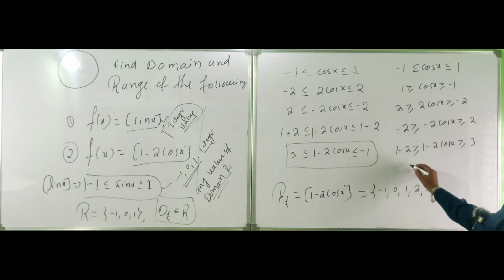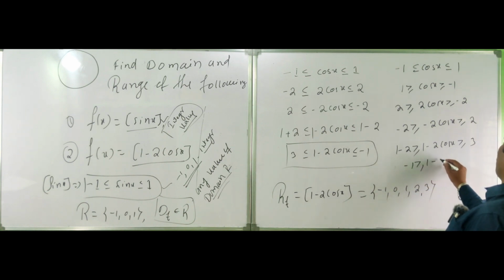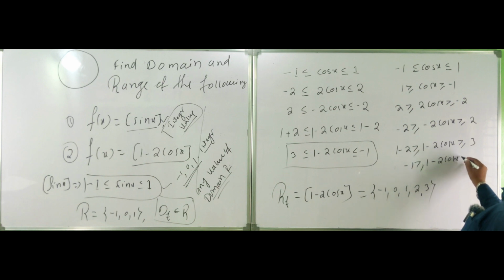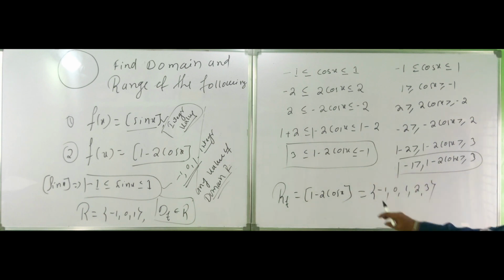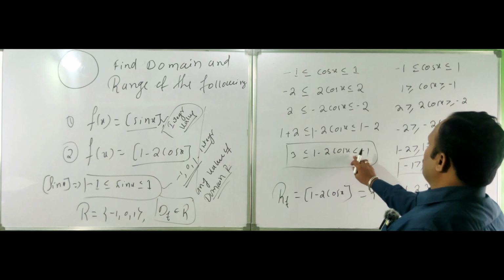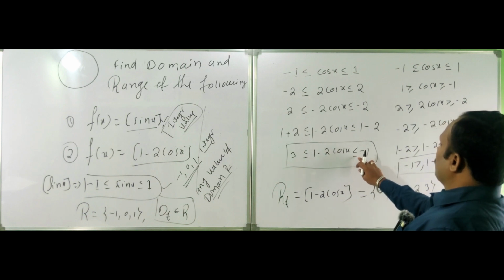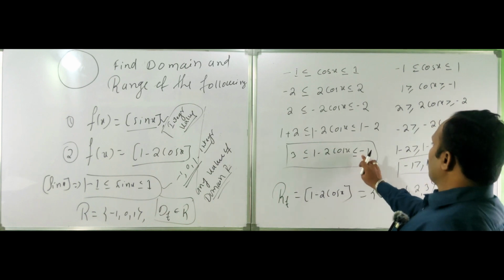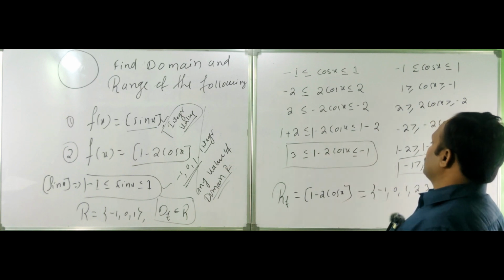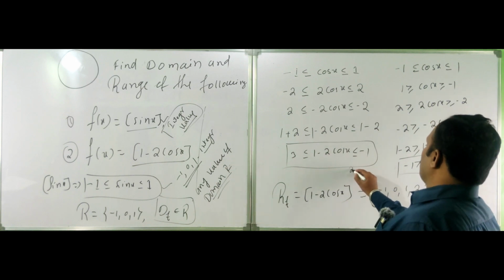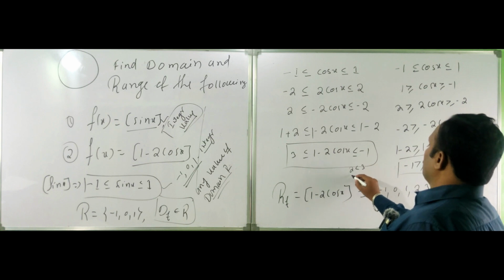So this becomes minus 1 is greater than or equal to 1 minus 2 cos x, which is greater than or equal to 3. So here, 1 minus 2 cos x less than or equal to minus 1. Here we can write minus 1 is greater than or equal to 1 minus 2 cos x. If 2 is less than 3, then you can write 3 is greater than 2.